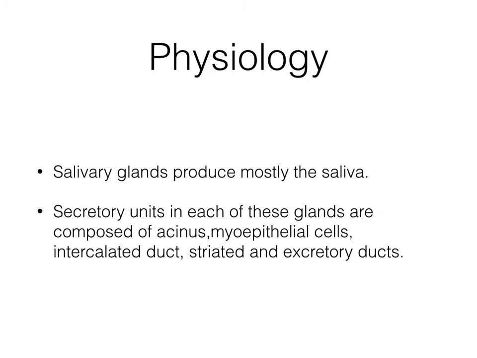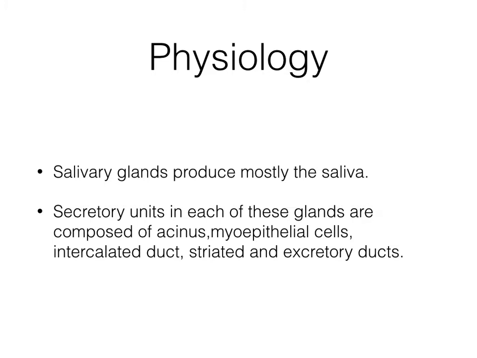Secretory units in each of these glands are composed of the acinus. The acinus is the gland basically. It produces the secretions. It has some secretory granules, and these secretory granules would have either amylase or mucin, depending on the type of the secretions. We have the myoepithelial cells. These are needed in order to empty the secretions. Intercalated ducts, they connect these secretory units together in order to have all the secretions dumped into the major duct, and then the duct would secrete them into your target organ.